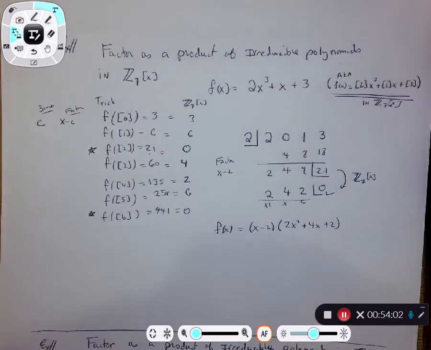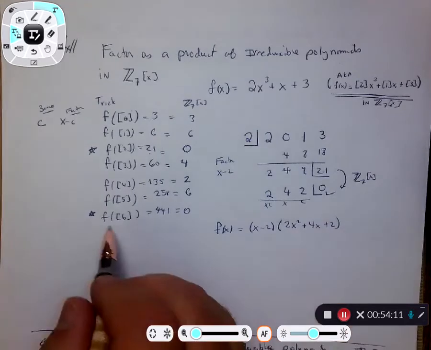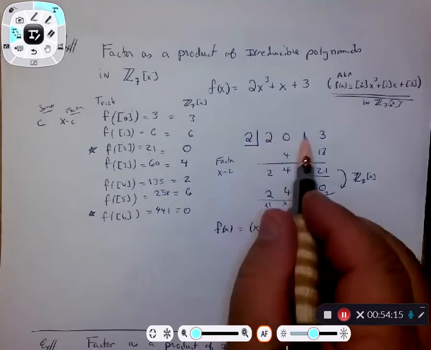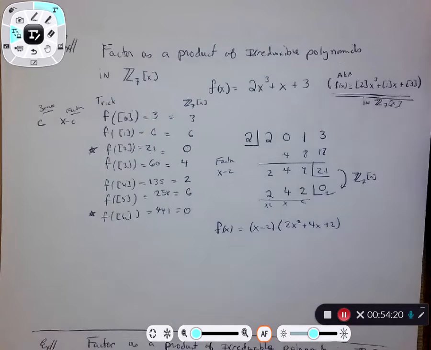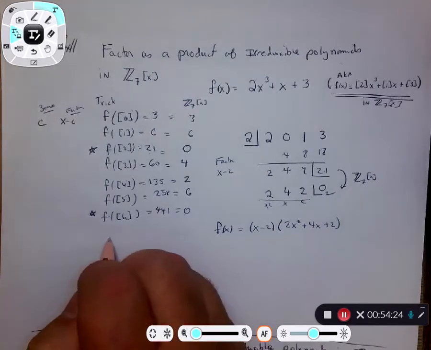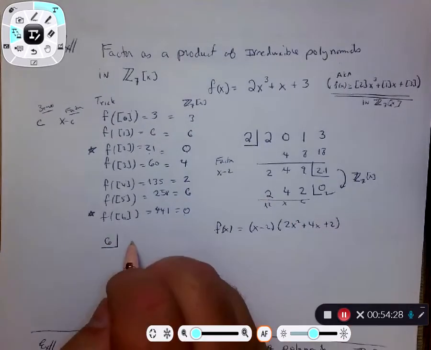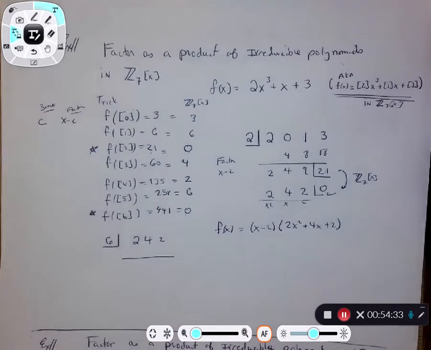So I factored it. But is it a factorization into completely irreducible polynomials? Well, I don't know. Actually, I know it's not, because 6 was also a zero. So once you divide in one time, take 6 and divide into the quotient from the other part. Here we go. I'm going to take 6 and divide it into 2, 4, 2, in terms of synthetic division.